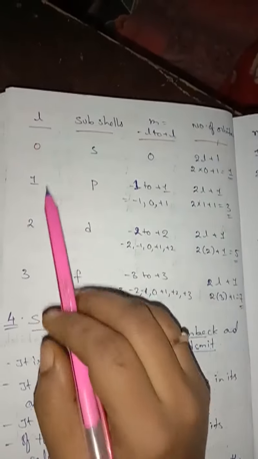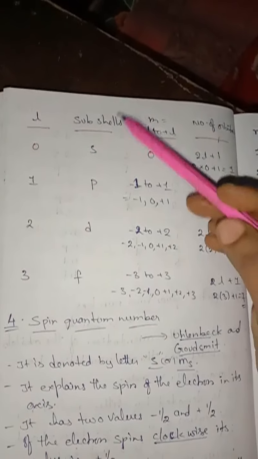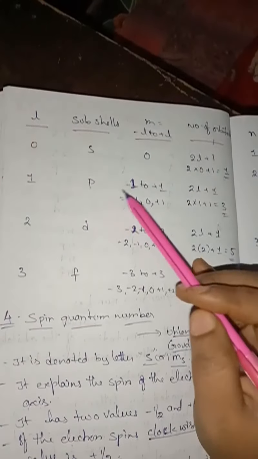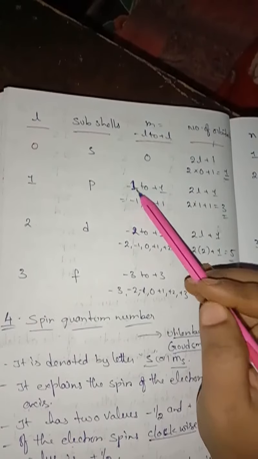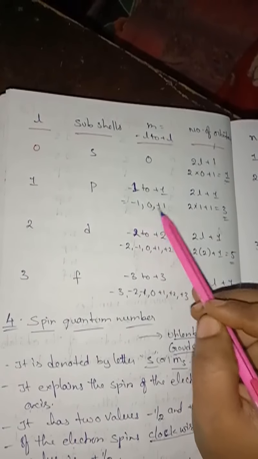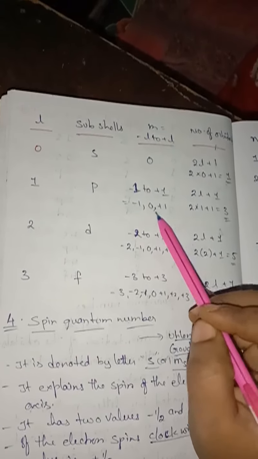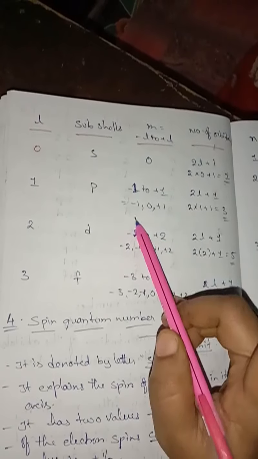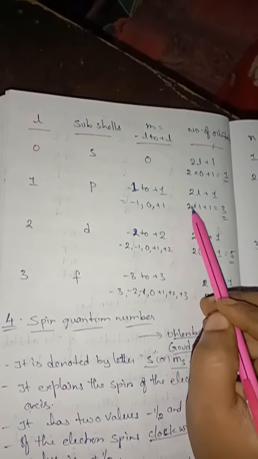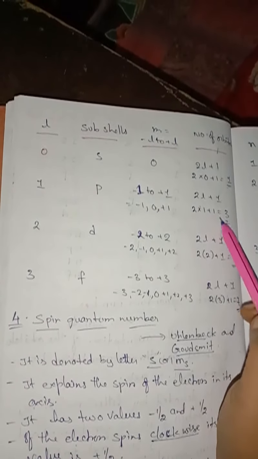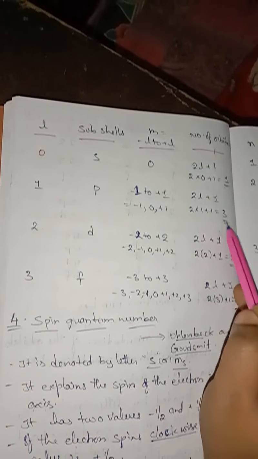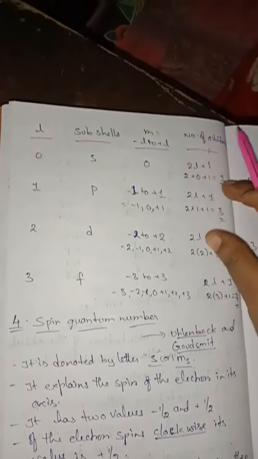Next, when l equals 1, the subshell will be p. That means minus 1 to plus 1, which is minus 1, 0, plus 1. Right, children? Here what l value have we taken? 1. So 2l plus 1 is 2 into 1 plus 1, which is 3. So the p subshell contains 3 orbitals. 3 p orbitals will be there.